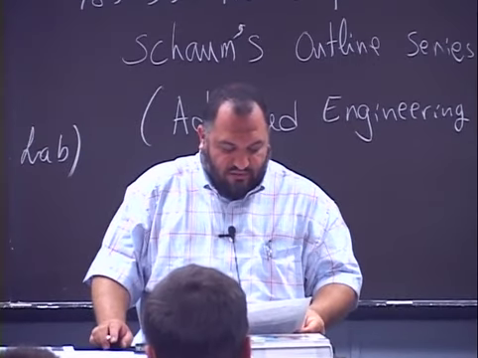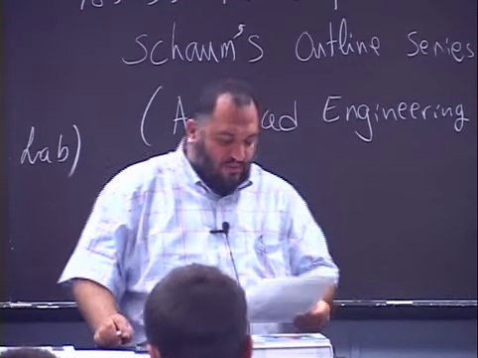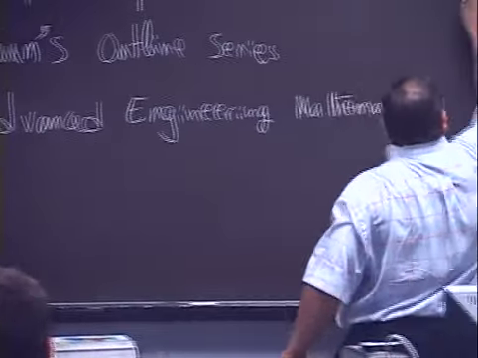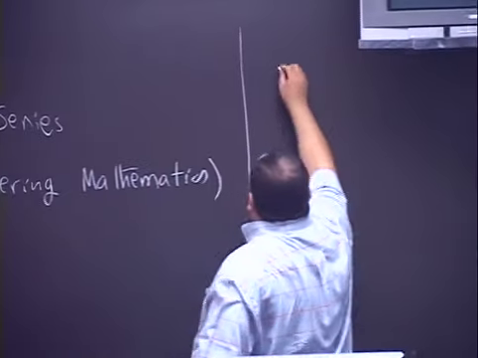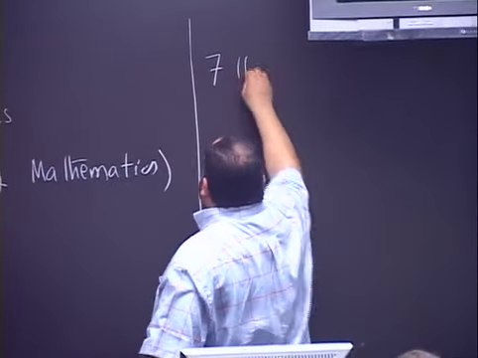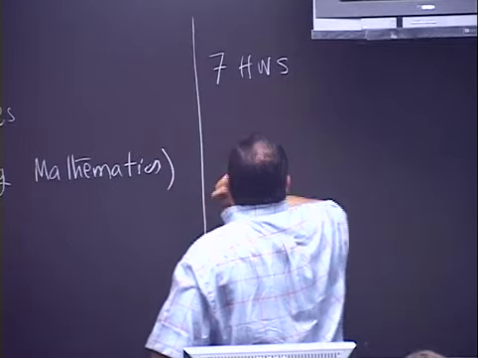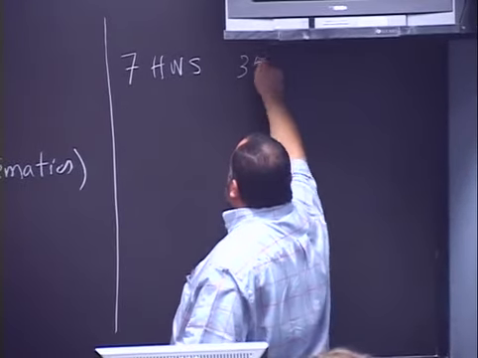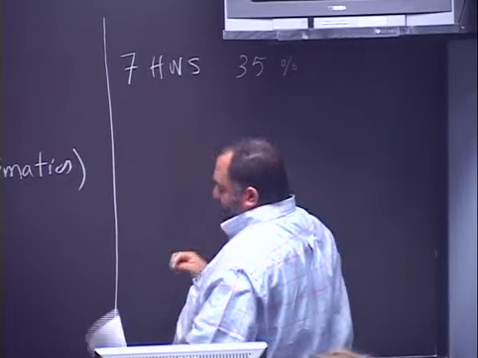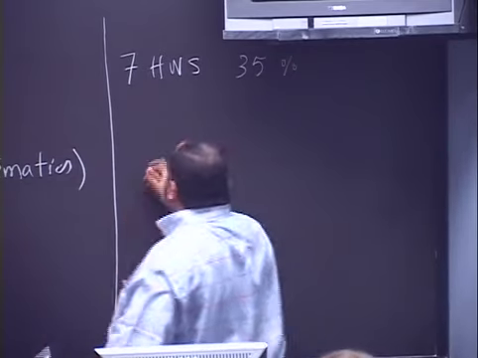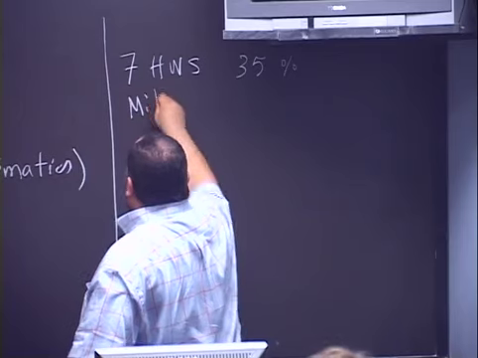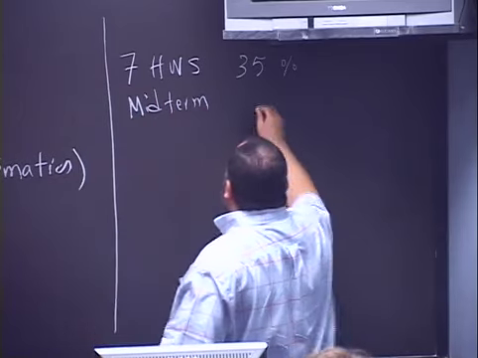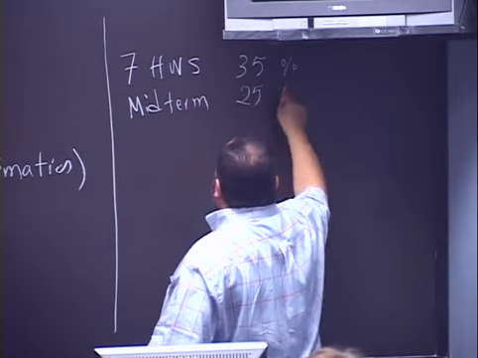The grading for this semester will be, we will have 7 homeworks during this semester. Each homework will count for 5%, so this is 35%. And we will have a midterm exam, and it will count for 25%.